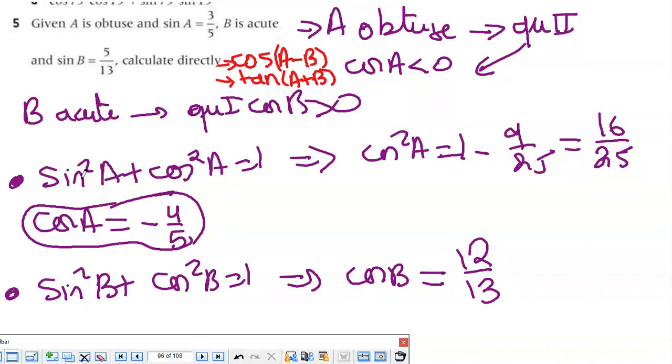So to find cosine A, I will use sine squared A plus cosine squared A equals 1. And then I will find cosine squared, and then I'll take just the negative because I'm working in quadrant 2, since A is an obtuse angle. For B, it's an acute angle. It means I'm in quadrant 1. Quadrant 1 means sine and cosine are positive. So from sine, I will get cosine, but I'm going to take the positive value. Now I have sine and cosine.